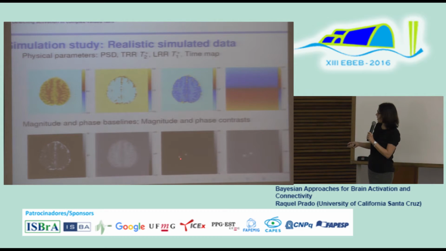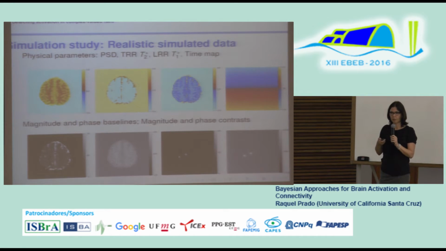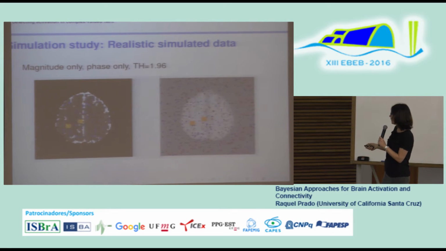These are the activated regions, so we're assuming that these two very small regions are the ones that are going to be active. Everything else is not active. This is the magnitude and the phase. You combine these things, you add noise, and this is the data we got. Okay? So we didn't simulate data from the model. This is just the model we got from these physical parameters.